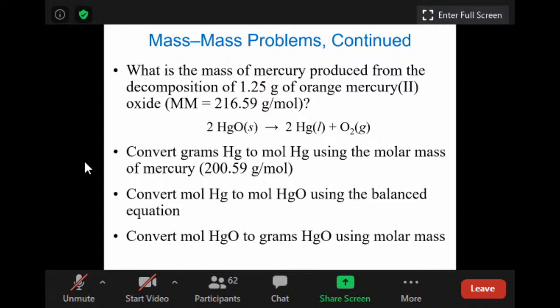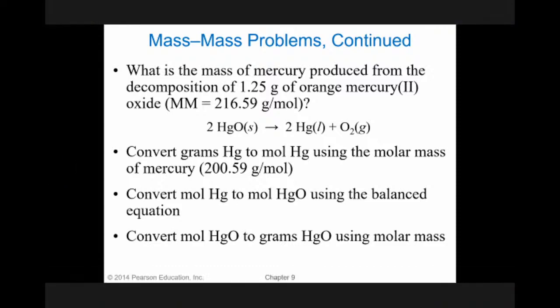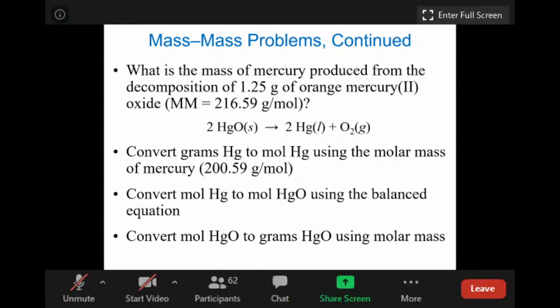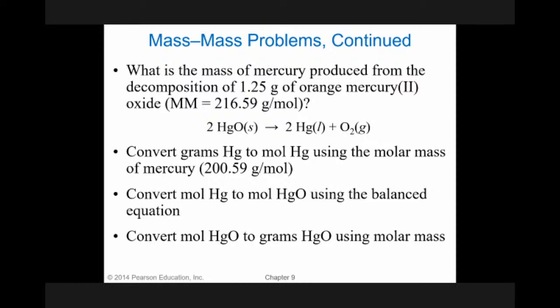The question says, what is the mass of mercury produced from the decomposition of 1.25 gram of orange mercury(II) oxide? That II there, meaning it is a what? Stock system, okay? Transition metal oxide. So the first thing that comes to our mind, what is the molar mass of mercury oxide? We're going to find the molar mass. We got a molar mass, it's going to be used as a conversion factor in step three of your problem.